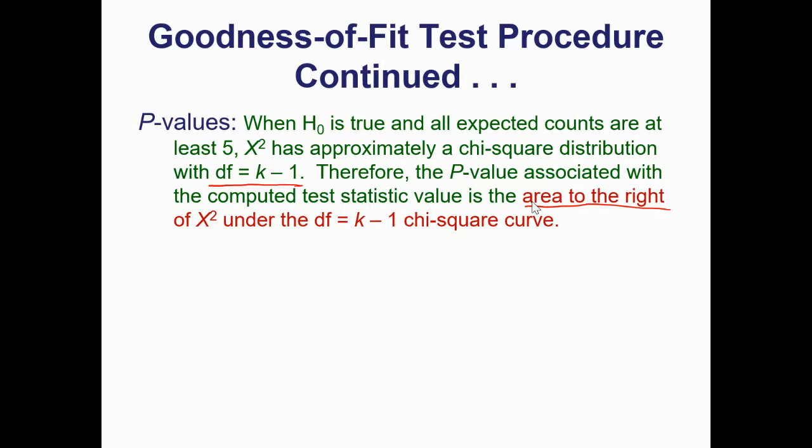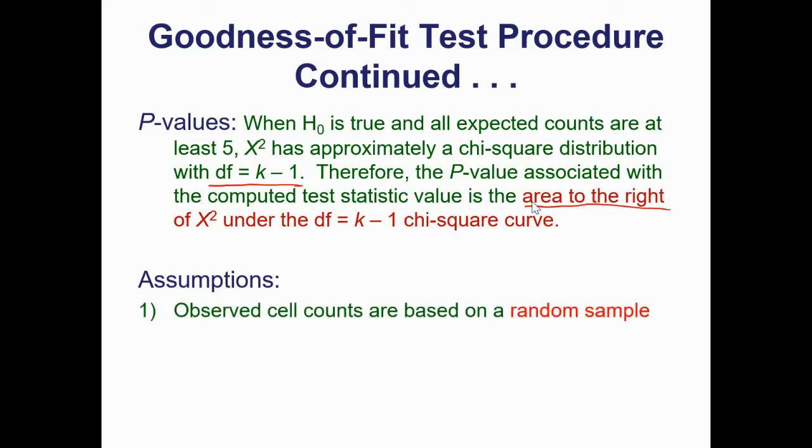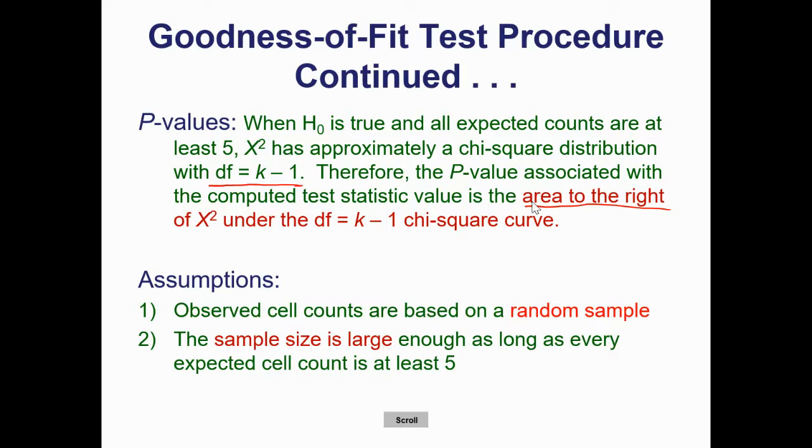So we've got some assumptions to deal with. This time though we only have 2 assumptions. There were 3, now there's 2. First one, we're going to have it forever: observed cell counts must be based on a random sample. Also, the sample size must be large. And we can say it's large enough as long as every expected cell count is at least 5.